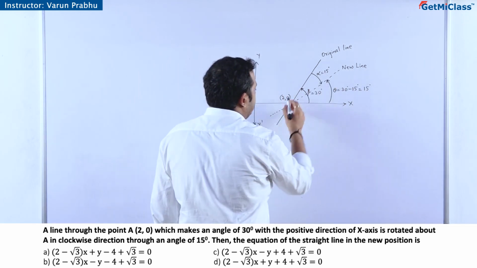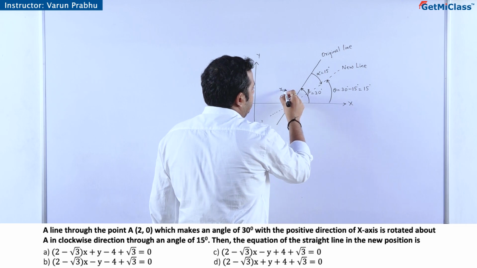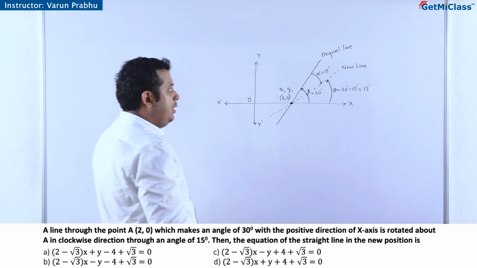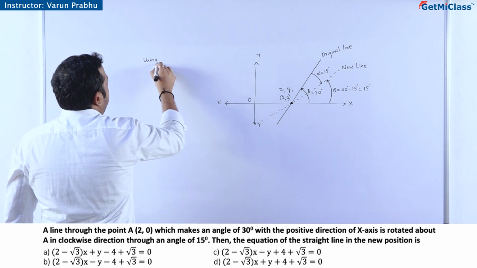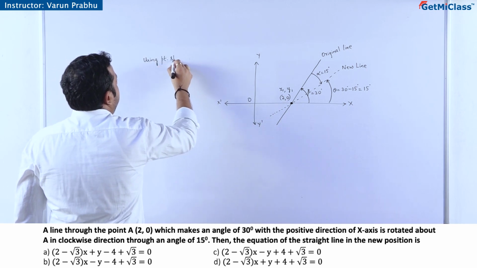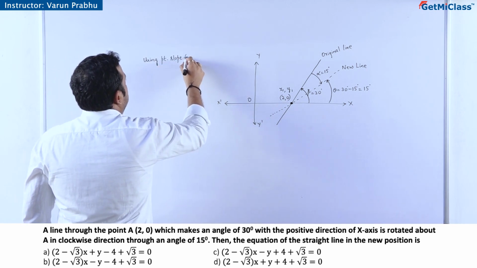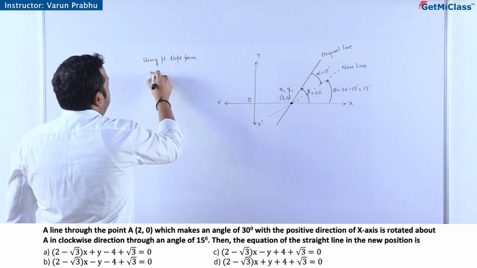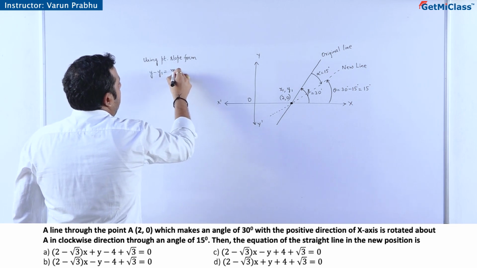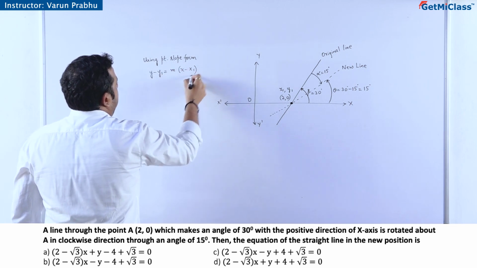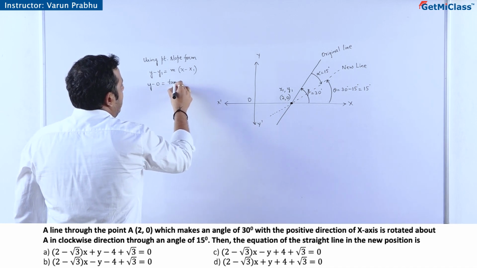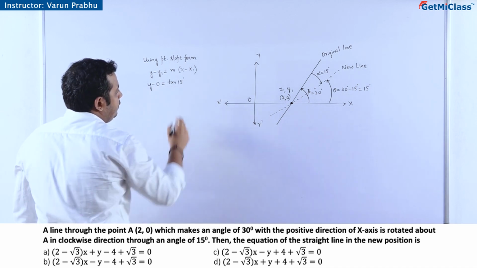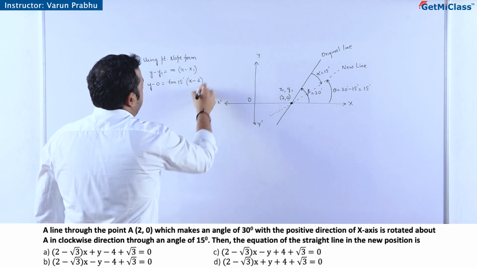And the line is still passing through the point (2, 0). This is nothing but (x1, y1). Now what is the required equation of the line? We can say using point slope form. I can say here y minus y1 is equal to m into x minus x1, correct? y minus 0 is equal to m, and m is nothing but tan of theta. Theta is 15 degree, into x minus 2, correct?